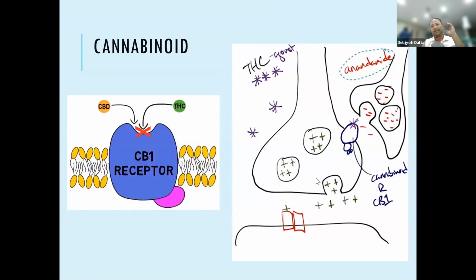first order neuron presynaptic terminal, where the cannabinoid receptor, the CB1 receptor, is always present. When it is activated by cannabinoid, by CBD, then glutamate, the excitatory transmitter, does not come out from the vesicle. So ultimately the action potential which is transmitted is dampened. This is the cannabinoid pathway.